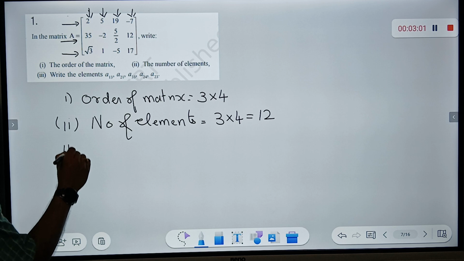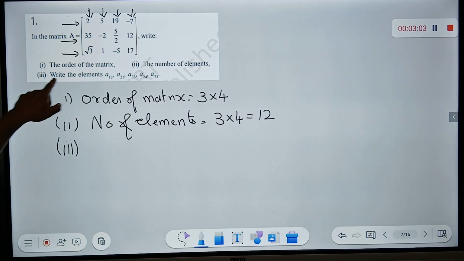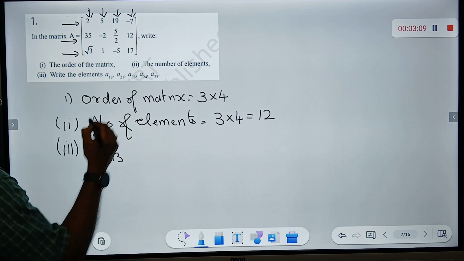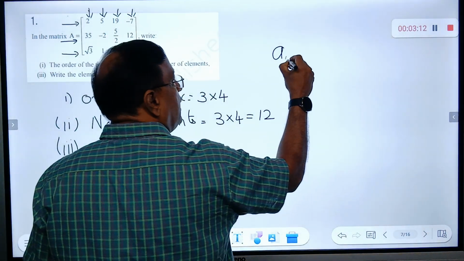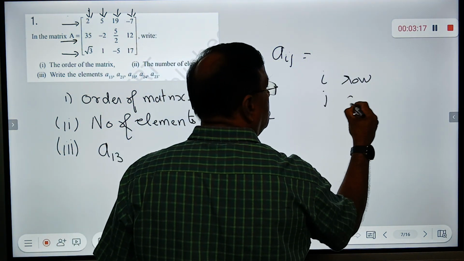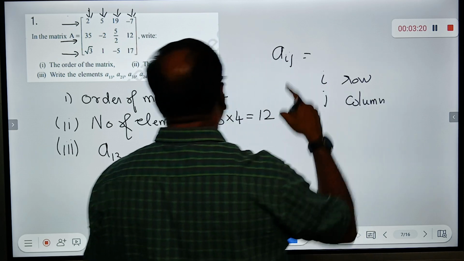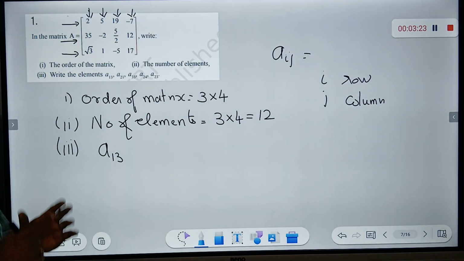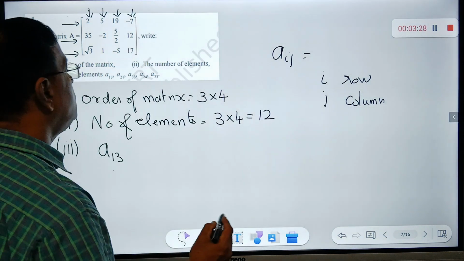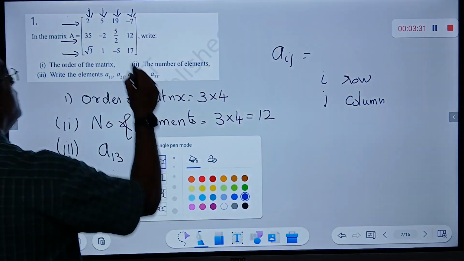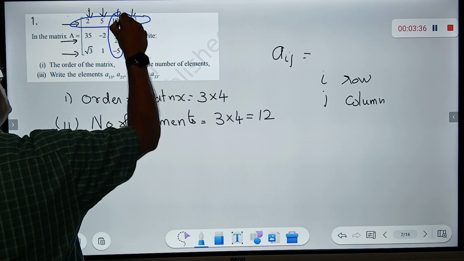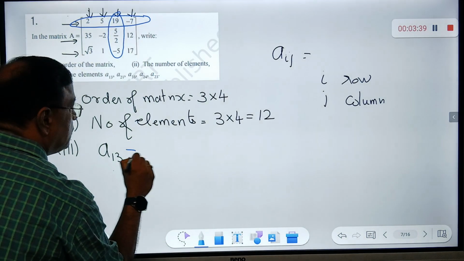Let's go to the third subdivision. Here I will not do all subdivisions, we'll just do one or two. I want to find A13. From the previous video, you know Aij, where i stands for row and j stands for column. So in A13, 1 stands for row, 3 stands for column. So it is the first row, third column element. Let's look at it. This is the first row, third column element. Where is the overlap? Overlap is on 19. So it is 19.